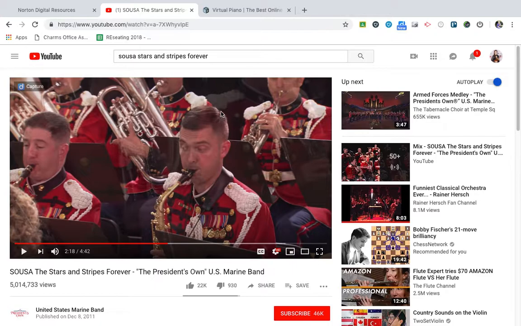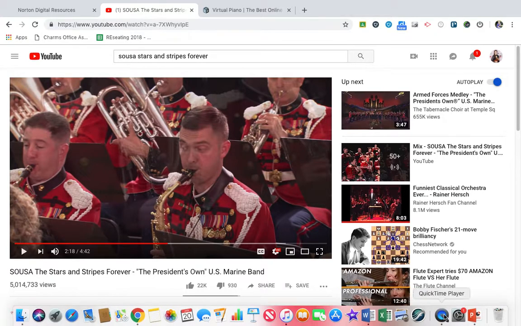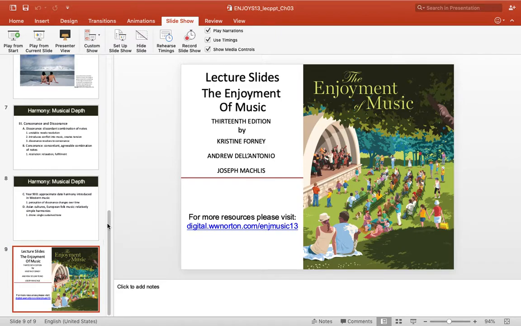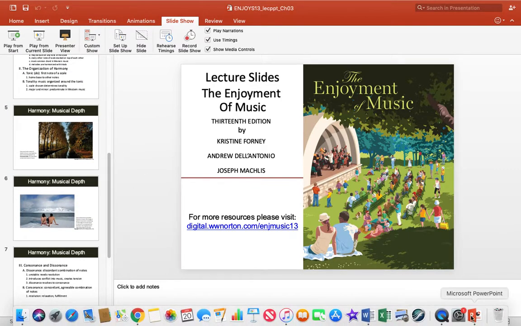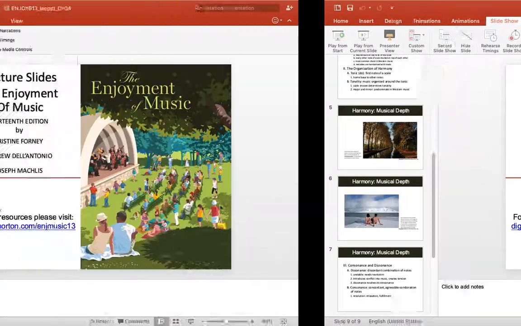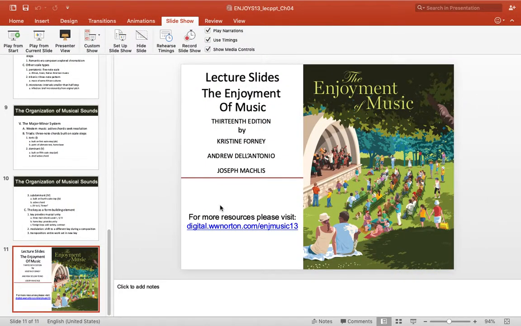Transposition is basically changing the entire piece to a different key. So if the original is in one key and then you change it to another. So that's chapter 4. It gives you an in-depth look at some more elements of music, and we'll be looking at chapter 5 next.